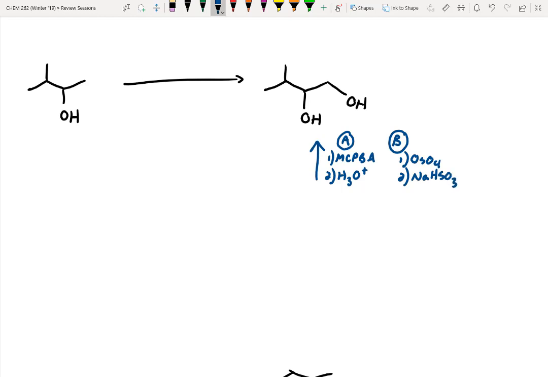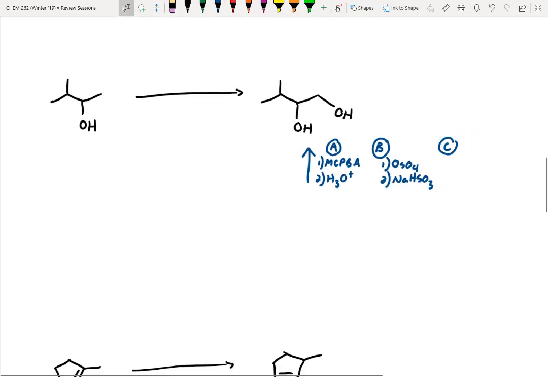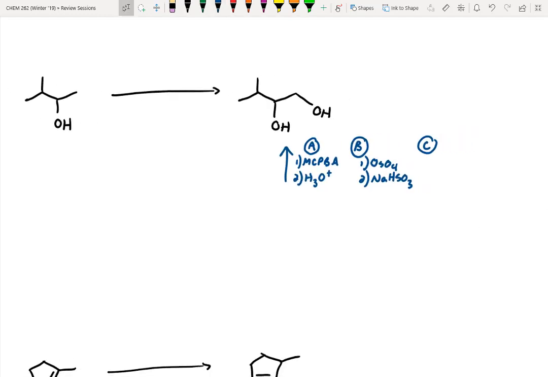So that would work as well. And then last but not least, we had another one similar to OsO4. That was KMnO4, sodium hydroxide, and this would have to be run cold. All right, so now the difference lies in which one we want to select, right? Does it matter whether or not we select A, B, or C for this one?